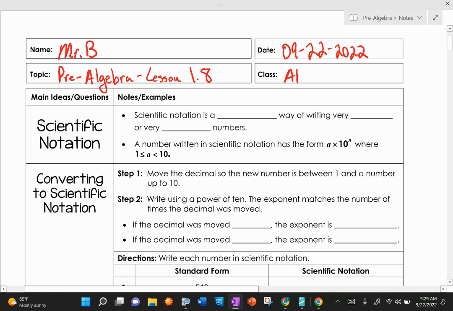All right. So today we're going to go over scientific notation for the first part of class, and then we're going to do a little sorting activity. Okay. So if you currently are in pre-algebra, I need you to put your Chromebooks away.